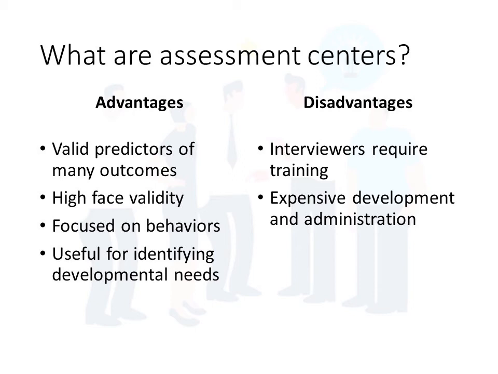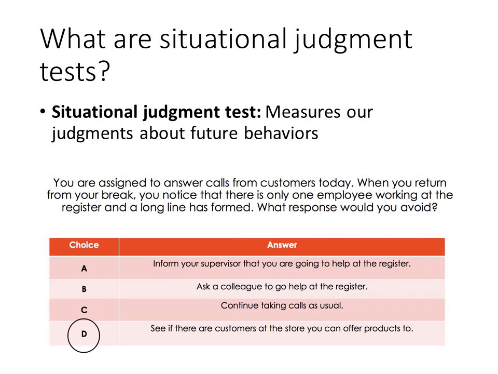to develop and administer. Situational judgment tests are similar to situational interviews in that they ask people about future situations. What would you do if you were in this situation? The difference is that with judgment tests, the questions usually come in a multiple choice format, whereas with the interview, applicants are expected to verbally articulate their response. You can see an example of a situational judgment test item on this slide.